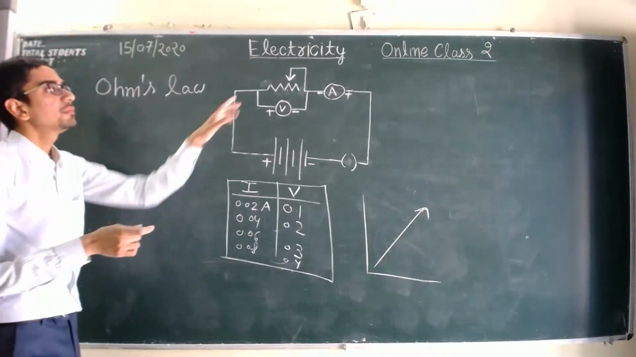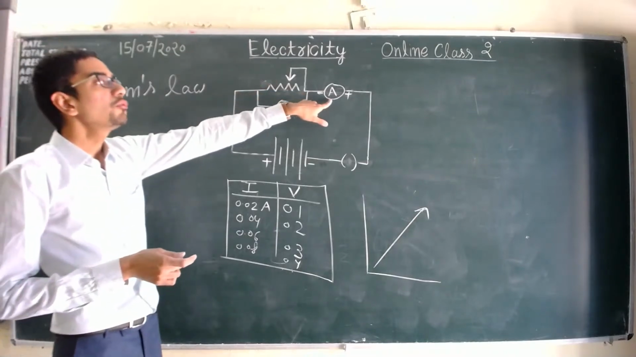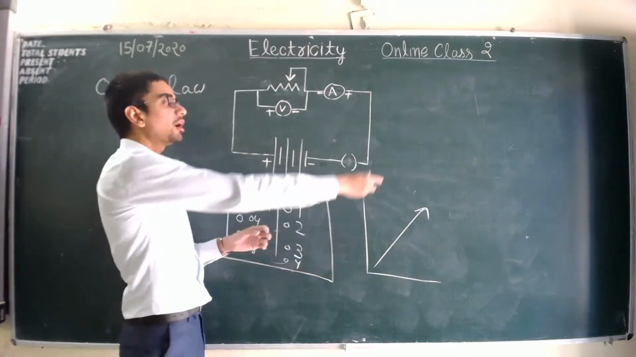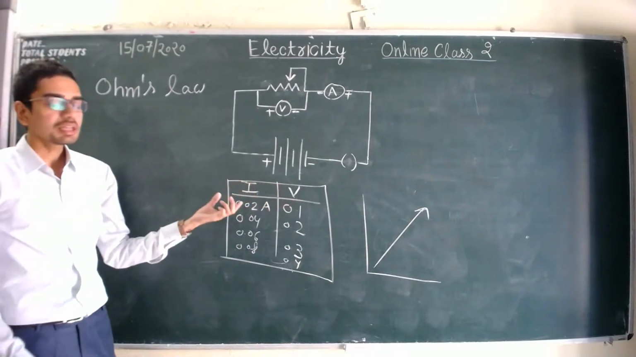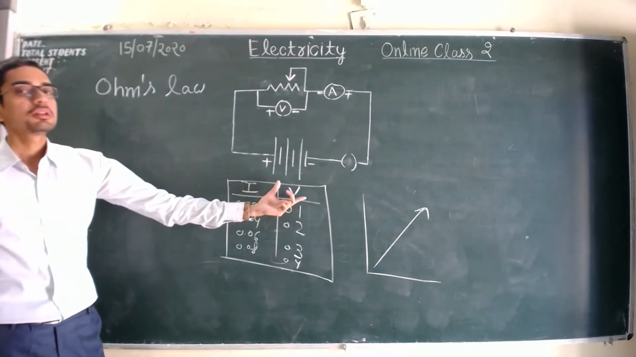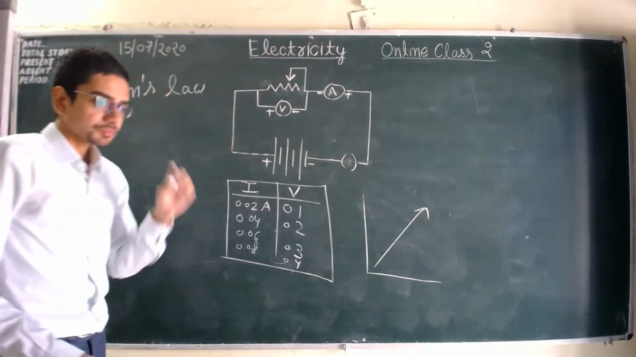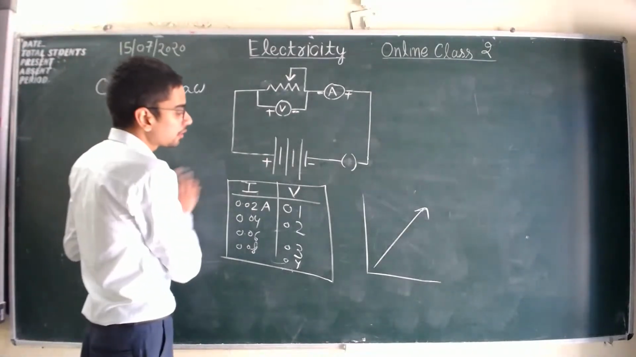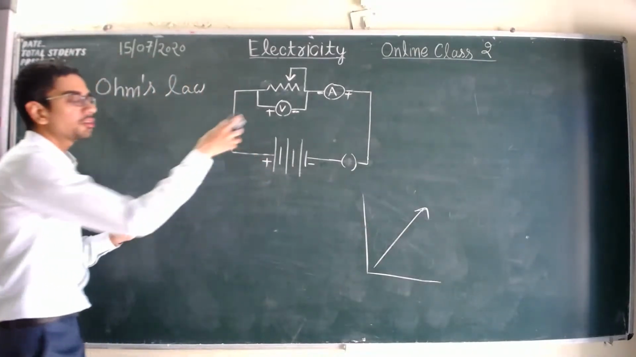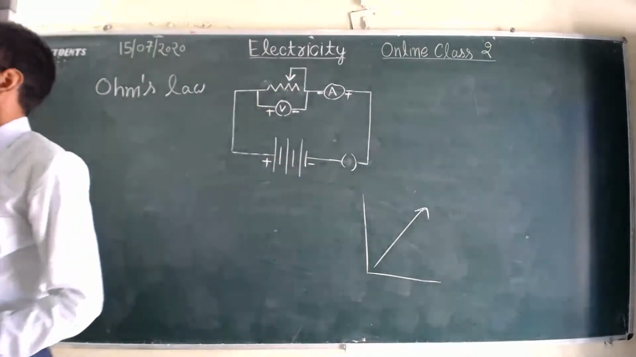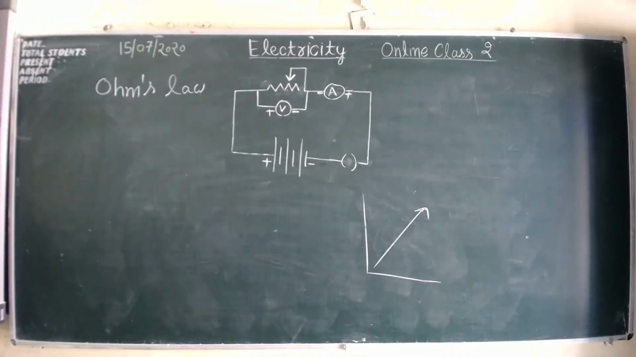You can do this in lab, that you draw this circuit, note the value of current and voltage. You see the graph between I and V is a straight line. It means as V increases, I also increases. As I increases, V also increases. So that is how you prove Ohm's law. Okay, you can revise this from NCERT book. You can draw this circuit, and if you want, if any doubt, you can write.